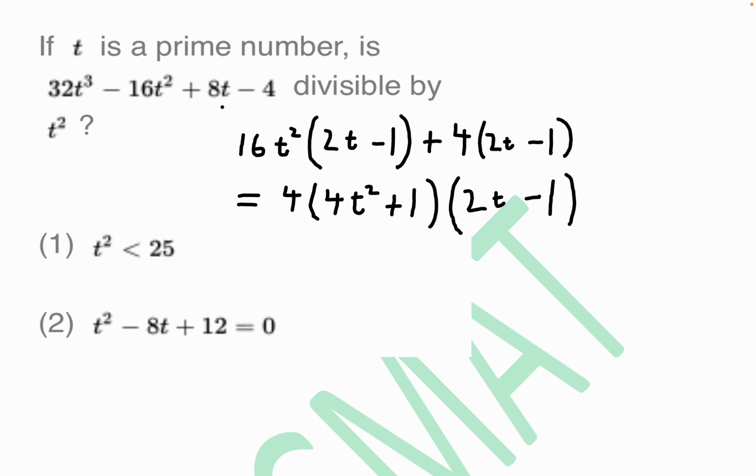This is considered a difficult GMAT question, and the question states, if t is a prime number, is this expression divisible by t squared? Now let's look at these conditions right here. t squared: if t squared is less than 25, that would preclude 5, because 5 times 5 is 25, and it has to be less than 25.